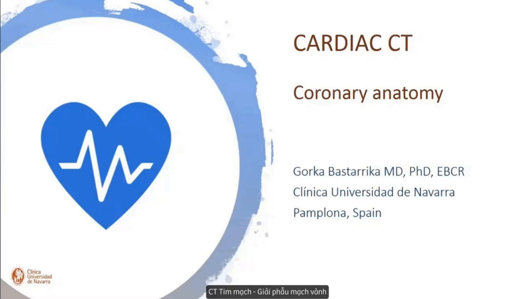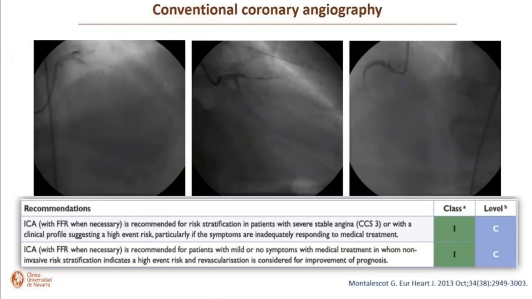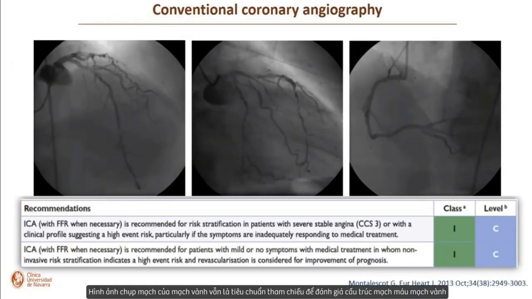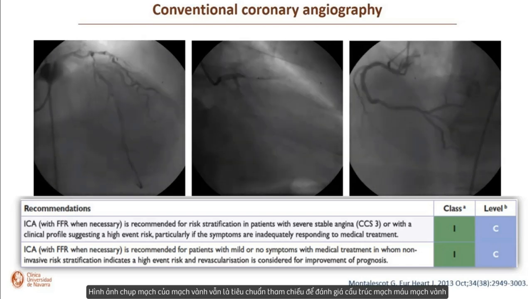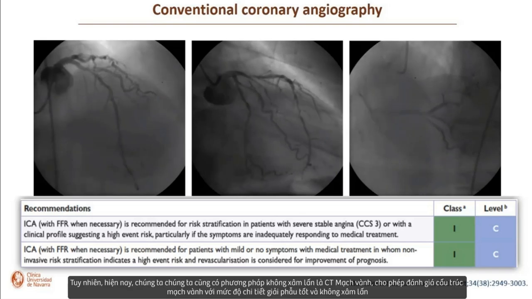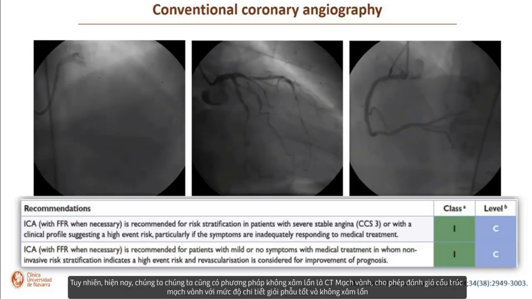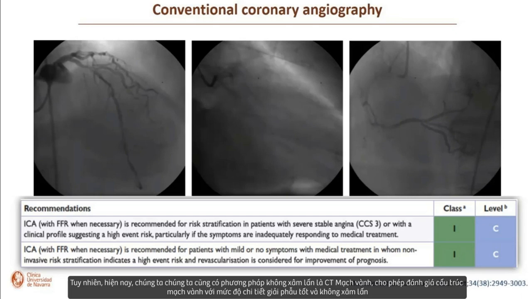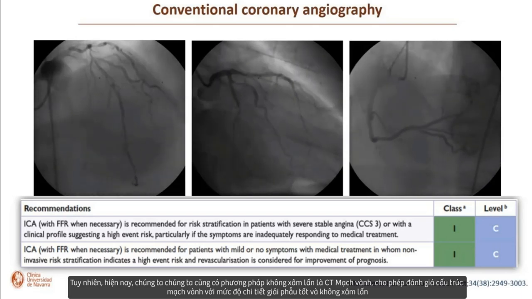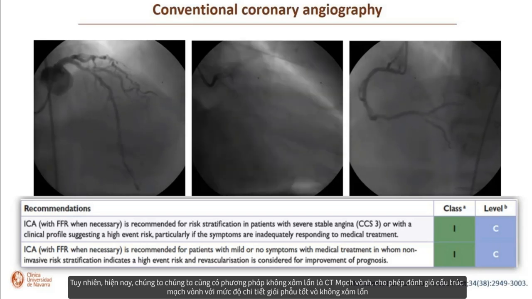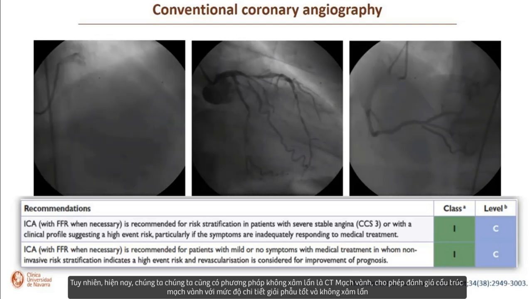Cardiac CT and coronary anatomy. Conventional coronary angiography is the standard of reference to evaluate the coronary vasculature. However, now we have a non-invasive technique, the coronary CT angiography, that will allow us to evaluate the coronary vasculature in a non-invasive way with great anatomical detail.